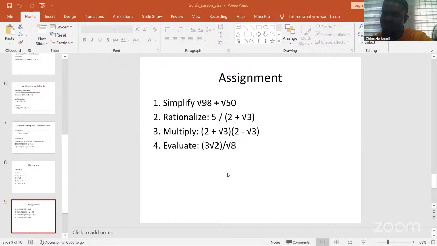When you now have 2 times 2, that will give us 4. So 2 times root 3 will give us minus 2 root 3. 2 times root 3 will give us plus 2 root 3. And we now have root 3 times root 3. That will give you minus 3. So we have 4 minus 3 to give us 1. So is that what you have in your working?